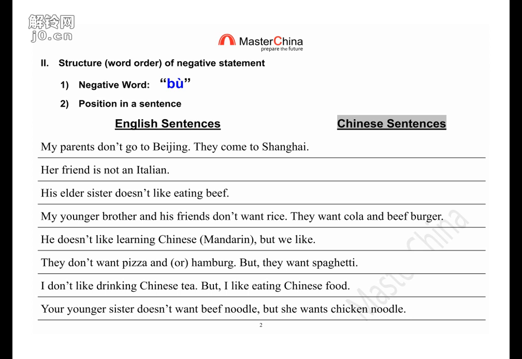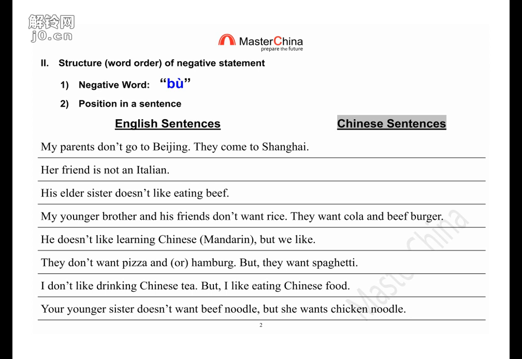I will show you some sentences. So like last class, I gave you the English sentence. Please translate them into Chinese, and then you can check our answers. Okay, so let me just do the first one for you, and you can just follow my example to do yourself later. My parents don't go to Beijing, they come to Shanghai. I hope you still remember how to say parents.